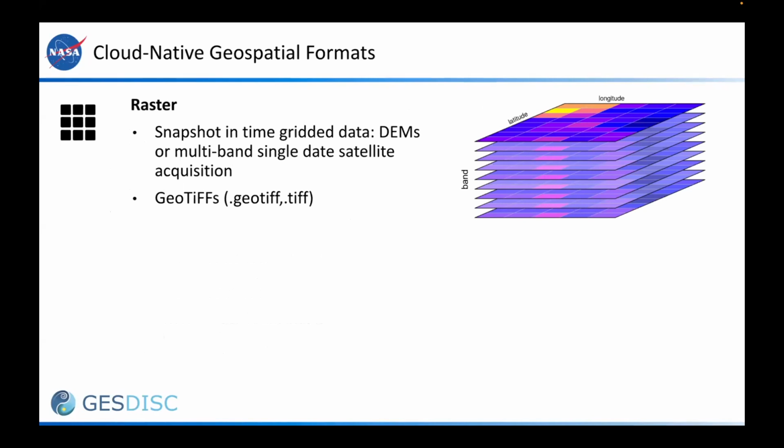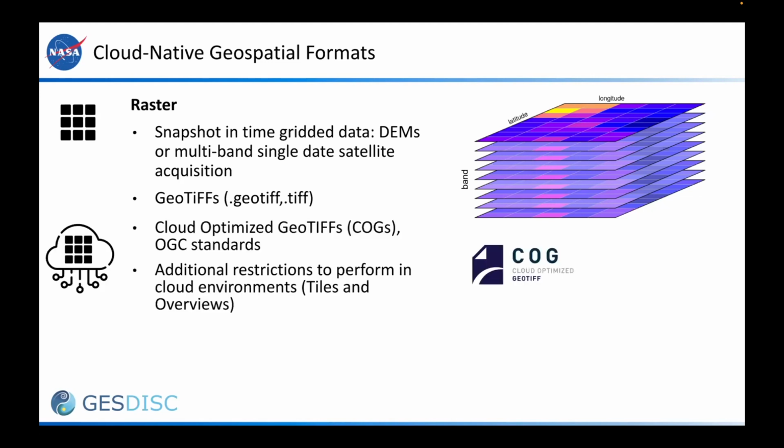And so the first one I'm going to start with is just a raster data set, right? And this is typically some snapshot in time. It's gridded data. You can think of something like a digital elevation model, but a single date multi-band file is what I'm thinking of when we're saying raster. And these currently are stored as GeoTIFFs or TIFF files. The cloud version of that is very straightforward, a cloud optimized GeoTIFF or COG. COGs already are adopted as an OGC standard, but there are additional restrictions to make this more performant in a cloud environment.